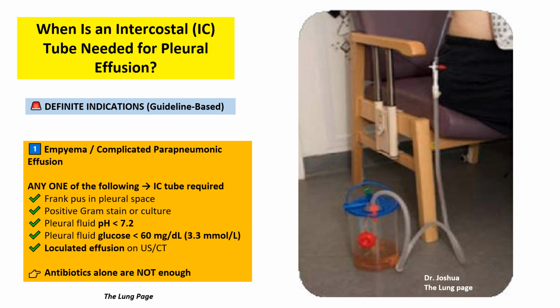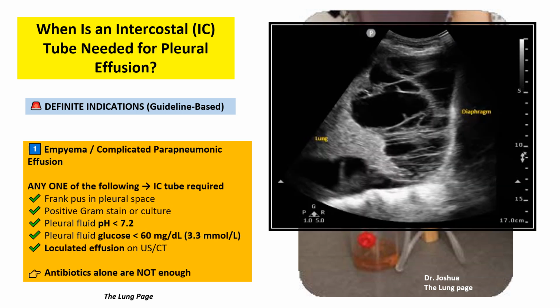The indications are mainly these: when you do the thoracocentesis, we identify frank pus, or sometimes a positive gram stain or culture in the diagnostic pleural fluid. Sometimes the pleural fluid pH is less than 7.2, and also the pleural fluid glucose level is less than 60. Or sometimes when you do the ultrasound scan, we identify a loculated effusion, or the CT scan is found to have a loculated effusion.